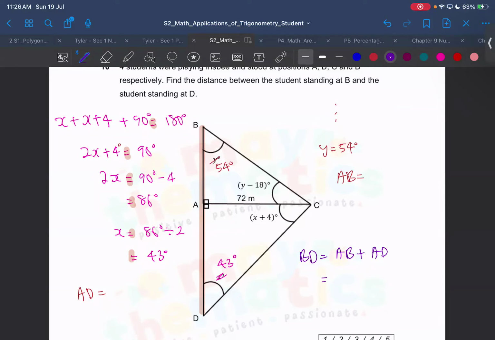Have you found AB already? Not yet, okay. Go and find. Okay, Sean, you tell me your AB. Then AD, I want Matthew. Sean AB, Matthew AD.